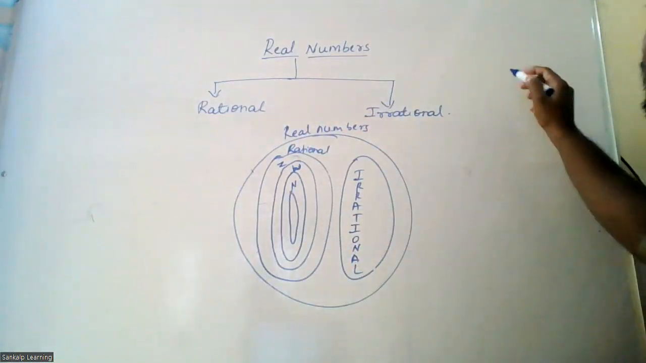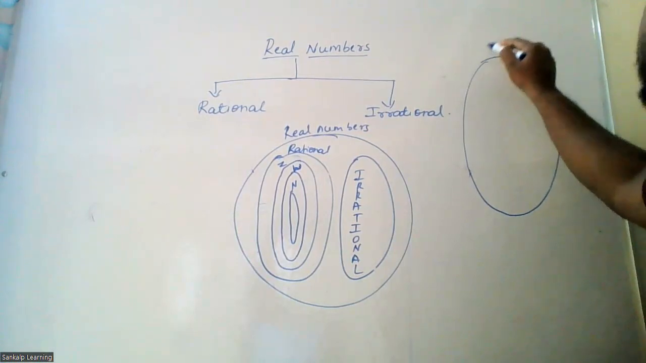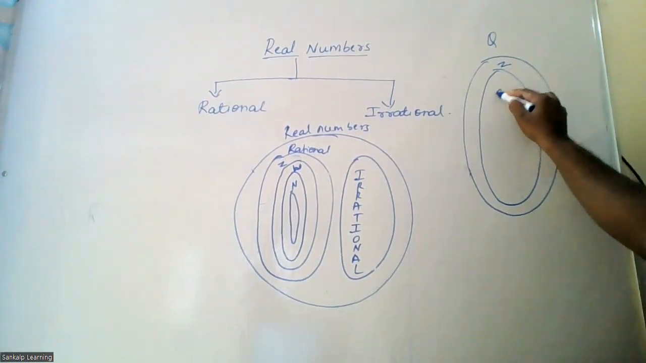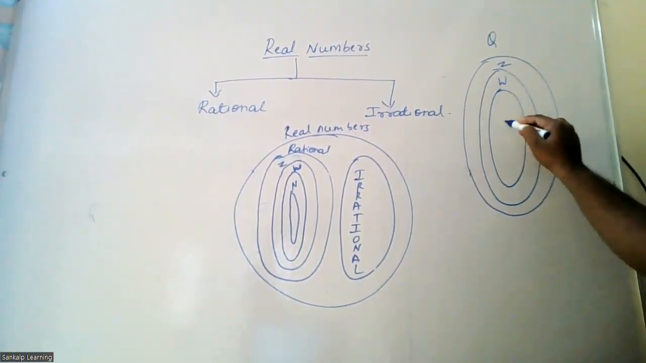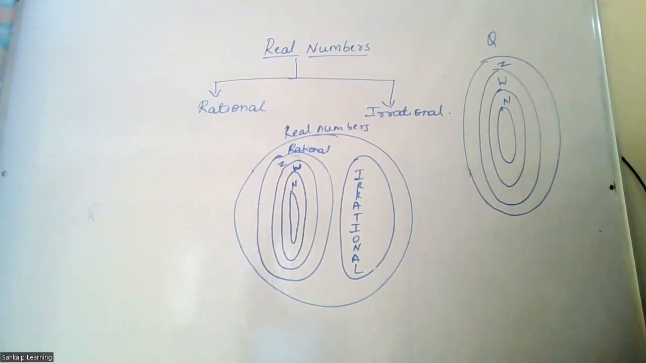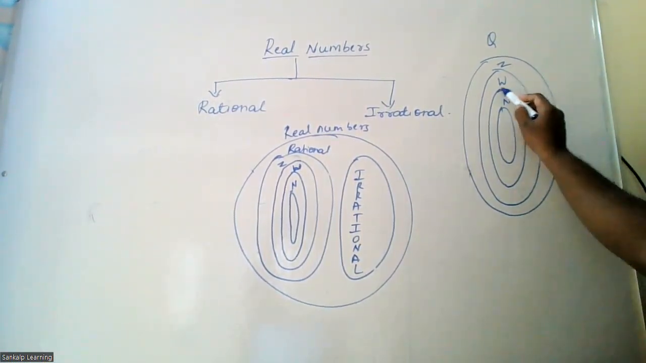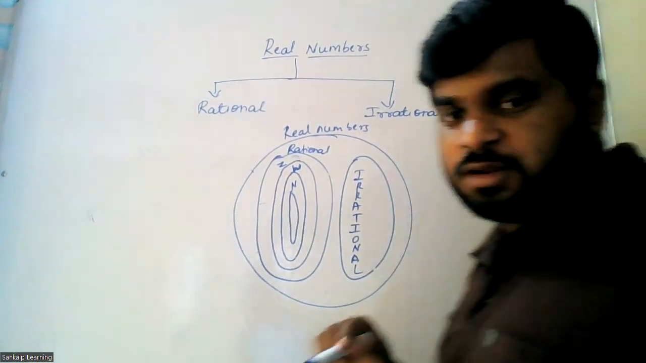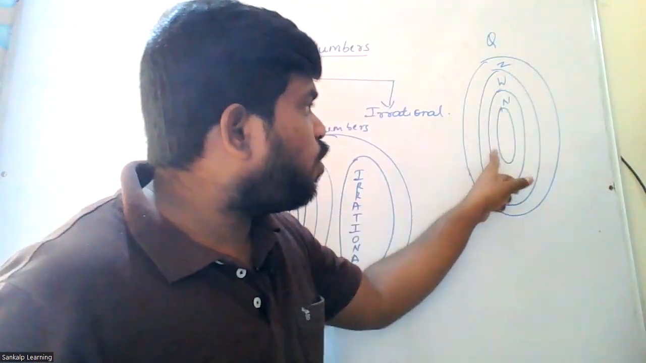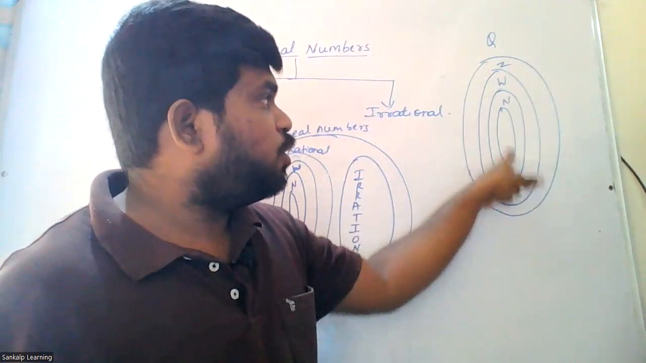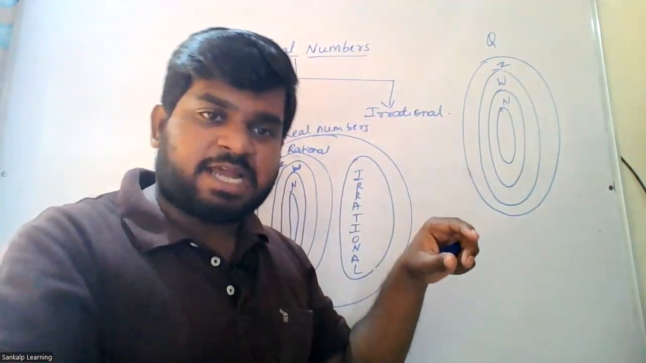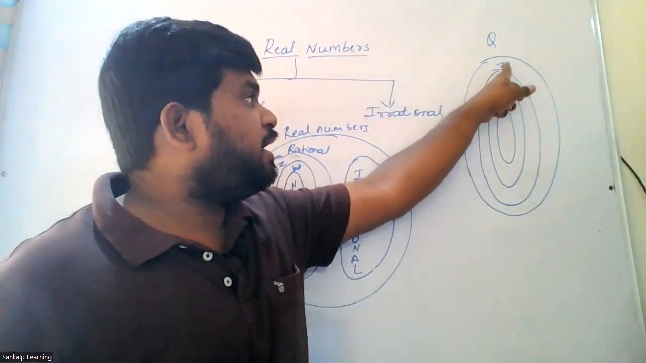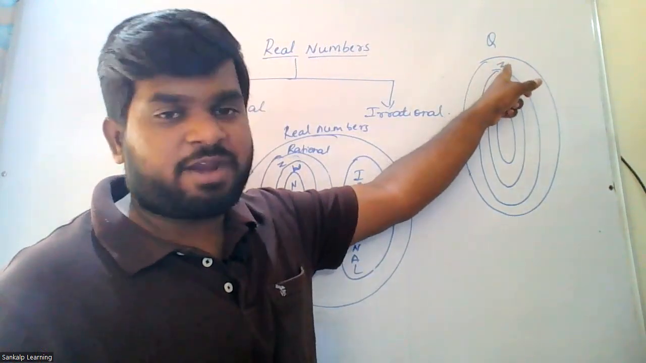Let me write that separately here. First comes Q. Inside Q, you will have Z. Inside Z, you will have W. Inside W, you will have N. So every natural number is a whole number. Similarly, every whole number is an integer, possible, but the other way, because the complete whole numbers are inside integers. W is inside Z, which means every whole number is an integer. But the other way, integers are not inside whole numbers. Therefore, I cannot say every integer is a whole number.